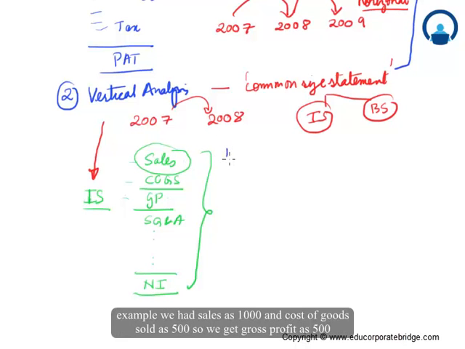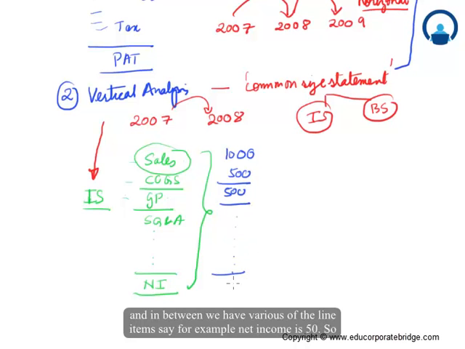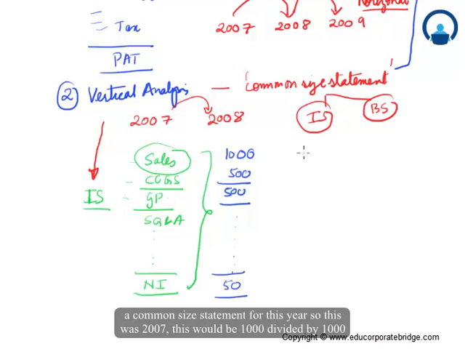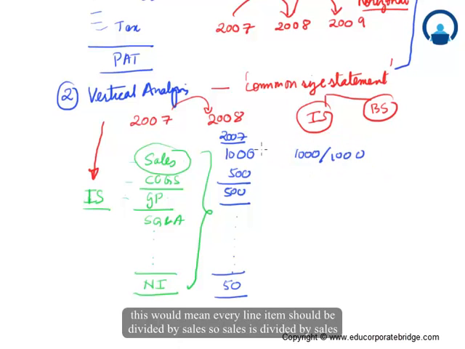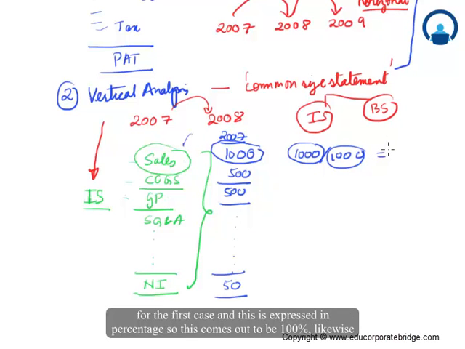Say for example we had sales as 1000 and cost of goods sold as 500, so we get gross profit as 500, and in between we also had various other line items. Say for example net income is 50. So a common size statement for this year, 2007, would be 1000 divided by 1000. This means every line item should be divided by sales. So sales is divided by sales for the first case, and this is expressed in percentages.